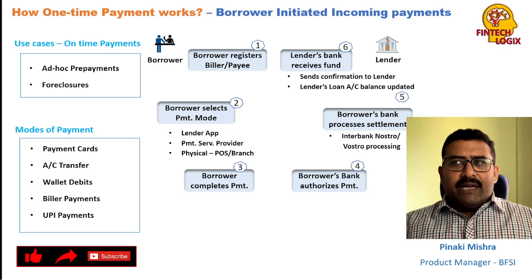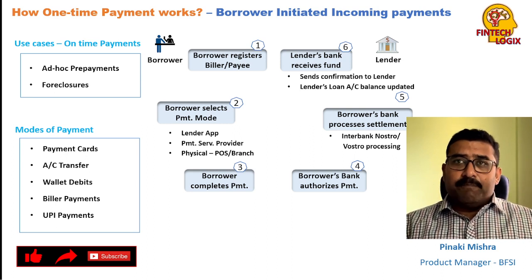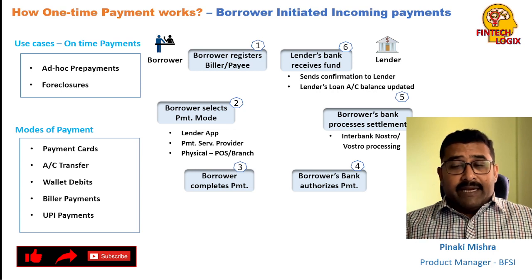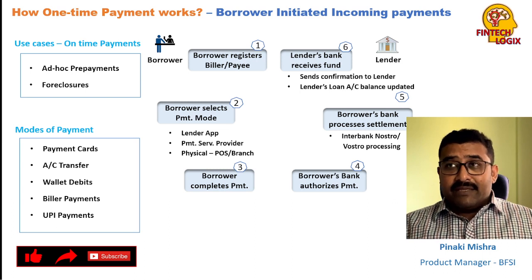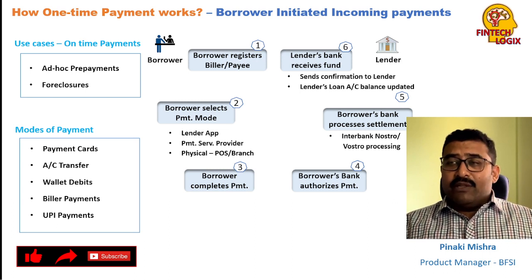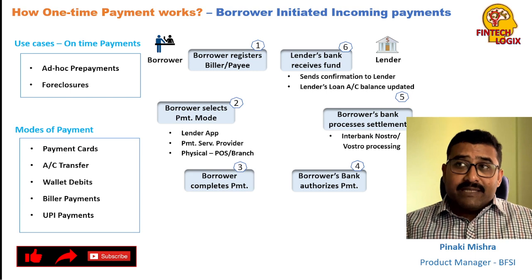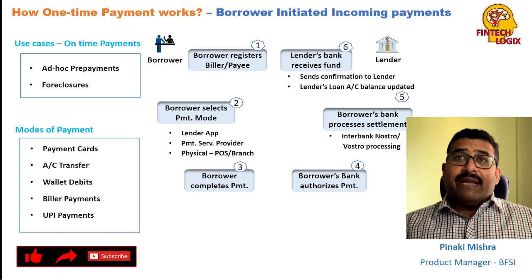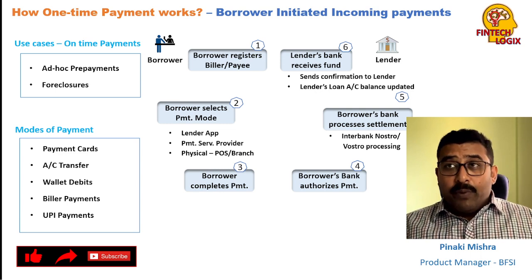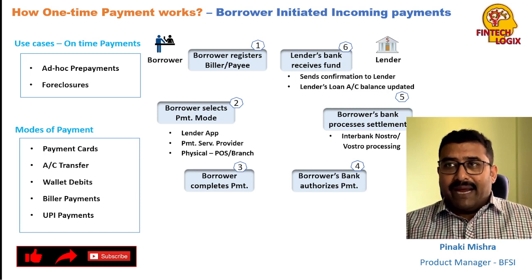So what are the different payment modes that are taken? Either it can be through a payment card, normally paid through a debit card because of the high cost of loan. Then it can be through an account transfer, as in your net banking, transferring to the lender's account from the borrower's account. It can be through your wallet debits. It can be through your biller payment, where you would have registered your lender as a biller in your net banking and you make the payment against that. And it can also be a UPI payment, taking the help of the UPI framework in the borrower's bank.